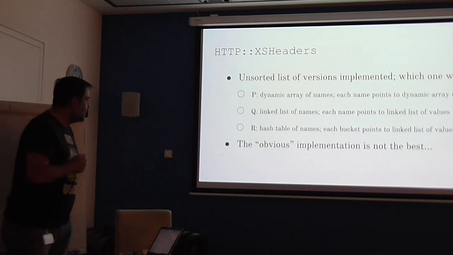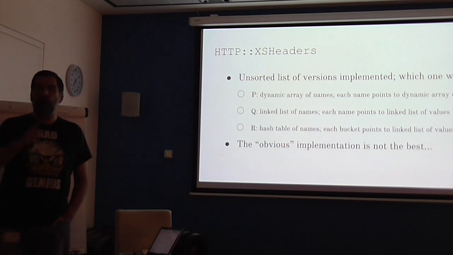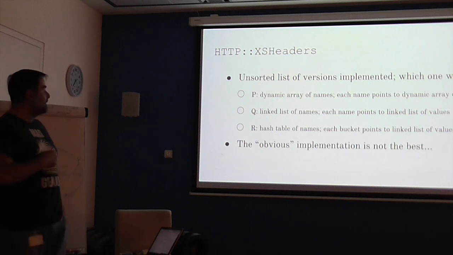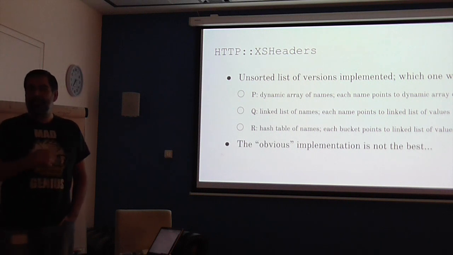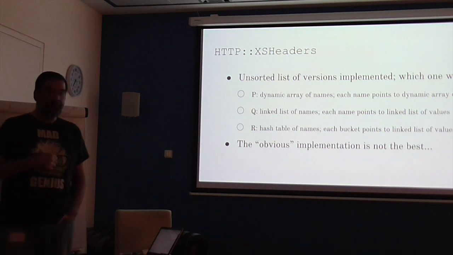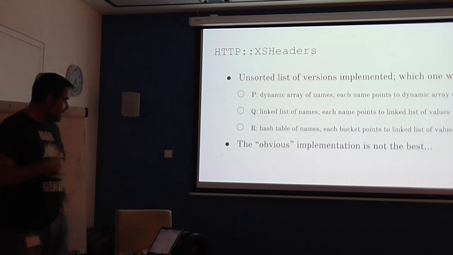So how many of you think P should be the way to go? 1, 2. How many of you think Q? Well, I'm kind of going to go with Q. You're going to go with Q, okay? R, hash table. How many think R is the way to go? We would call that the winner, right?